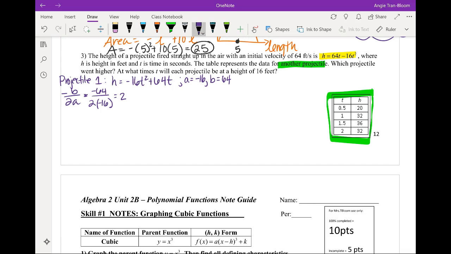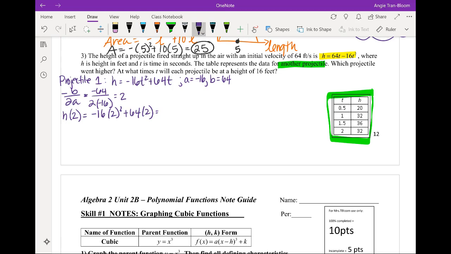Okay. Is it 2? Yes, no, maybe? What are we looking for? 2 seconds? It says which projectile went higher? So I need to find what? The height, right? I have to plug it in. So at 2 seconds, h of 2 is, let's plug that in. Negative 16 times quantity 2 squared plus 64 times 2. All right, use your calculator, punch it in, give me the height. At 2 seconds is when this object went the highest.